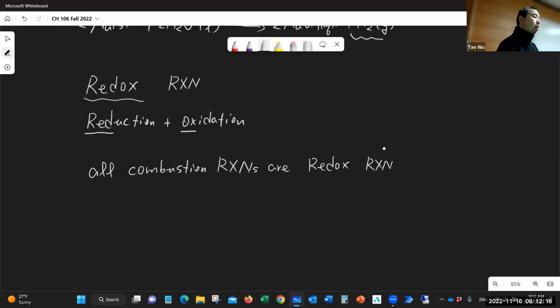And remember, we talked about combustion reactions. For example, we have methane. It's going to react with oxygen gas, and then they're going to form CO2 plus water, right? This is what we talk about as combustion. A combustion reaction is organic matter reacting with oxygen to form CO2 and water. And you see the oxygen over here is going to oxidize the methane. So this is a redox reaction.